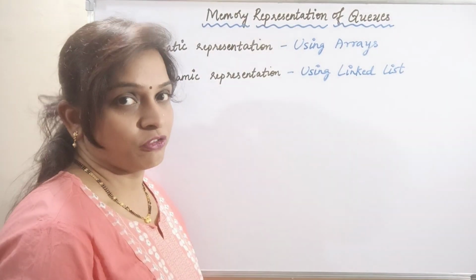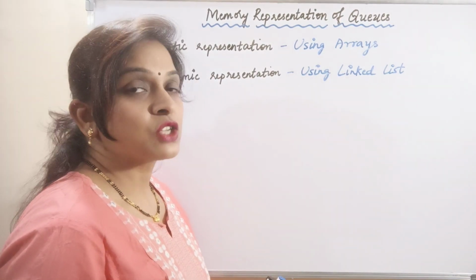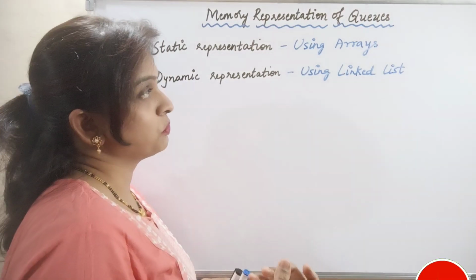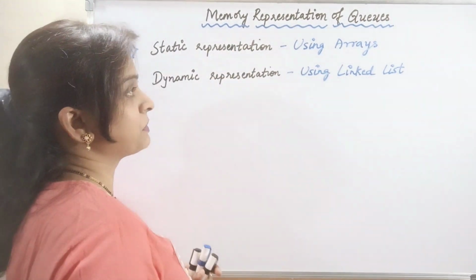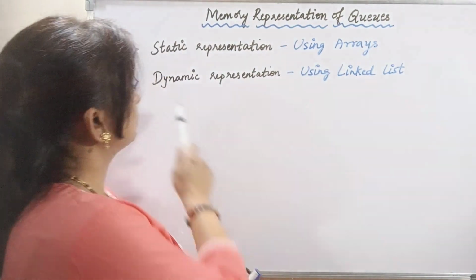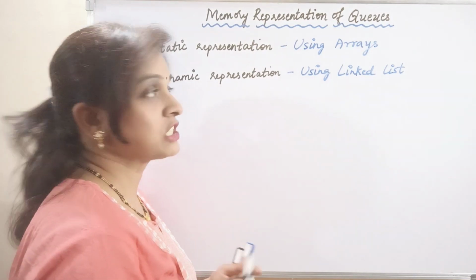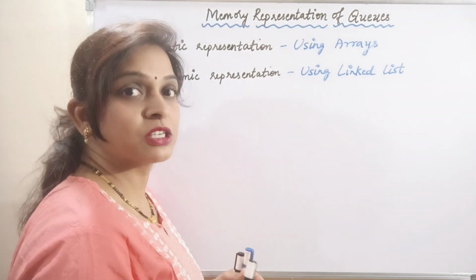Memory representation of queues, like how this queue is represented inside the computer's memory. I can represent the queues with two methods. One is the static representation, which is done using arrays. The other one is dynamic representation, which is done using linked list. Let us learn these two methods one by one.